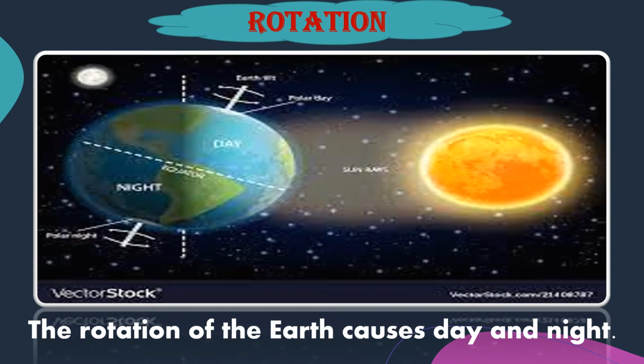Rotation is the movement of the Earth on its axis. Days and nights take place because of rotation. So, the day and night that you see are actually because of this rotation of the Earth around its own axis.